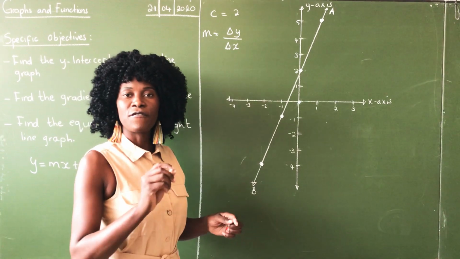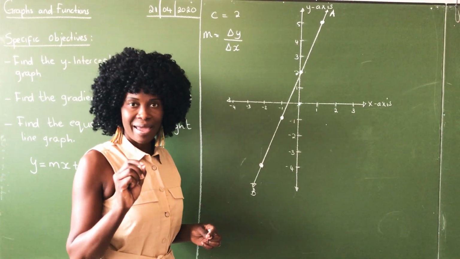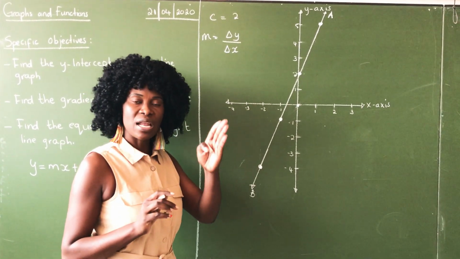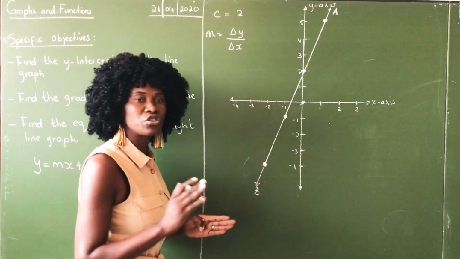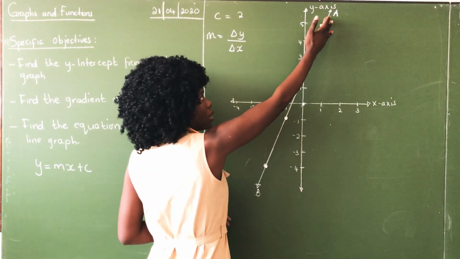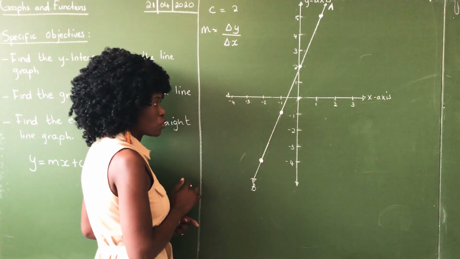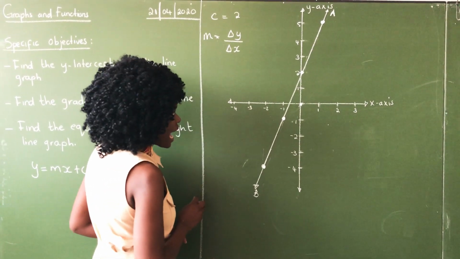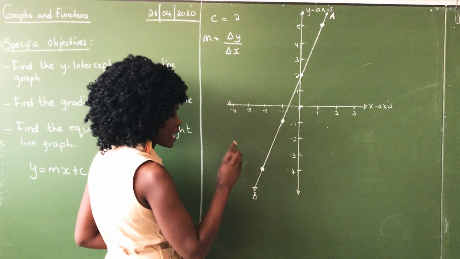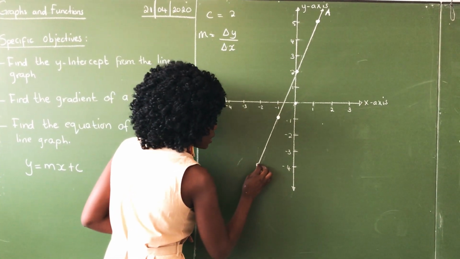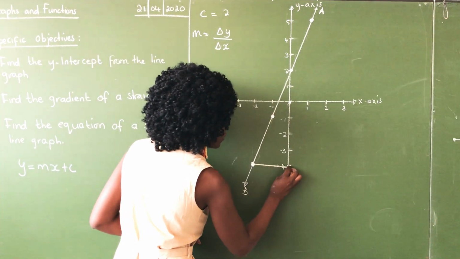Try to form a right angle triangle, meaning the hypotenuse, the longest side of your right angle triangle, must be part of this line graph which is already drawn. So looking at this, I can form my right angle triangle by drawing it in this format.